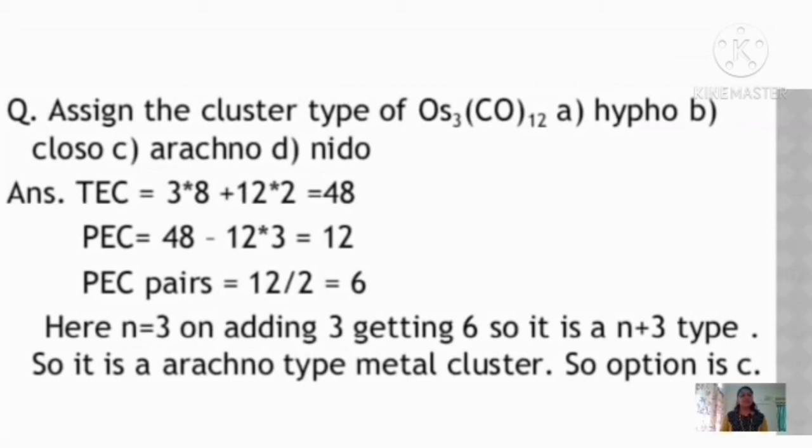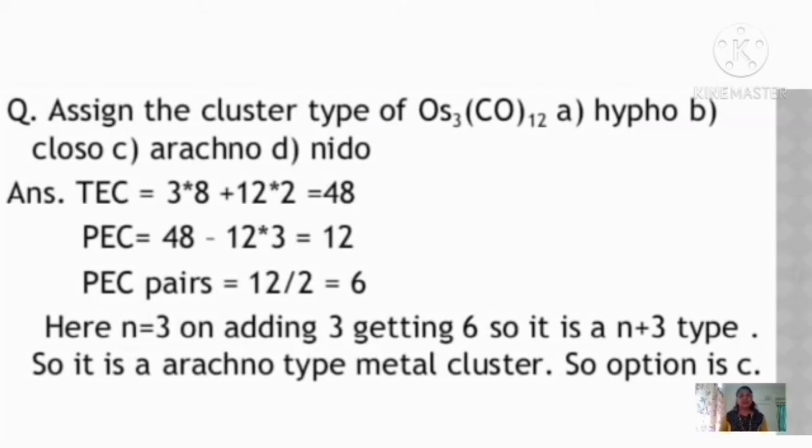So after getting the total electron count, we have to find out the polyhedral electron count, and it is by the formula total electron count minus 12 into n. So here the total electron count obtained is 48, minus 12 into 3. n is the number of metal atoms present in that cluster, so n is 3. So it is 48 minus 36, that will be equal to 12. After getting the polyhedral electron count, we have to find out the pairs by dividing by 2. So 12 divided by 2 is equal to 6.